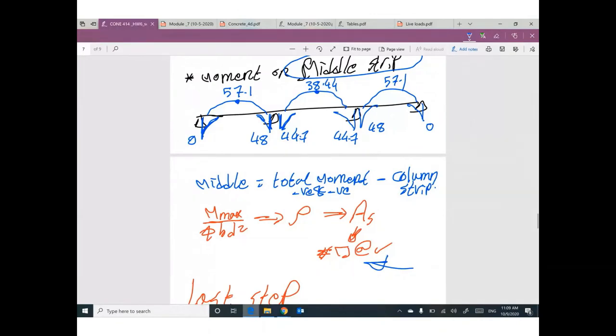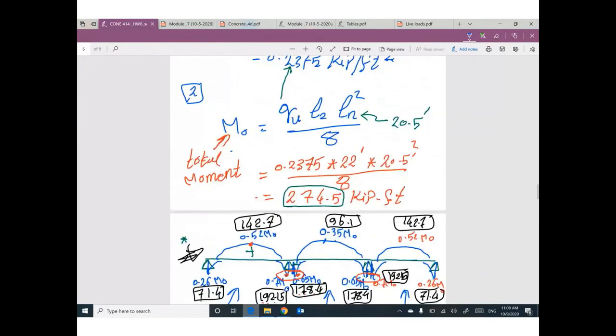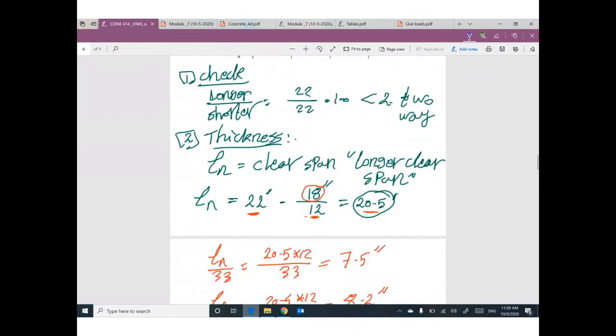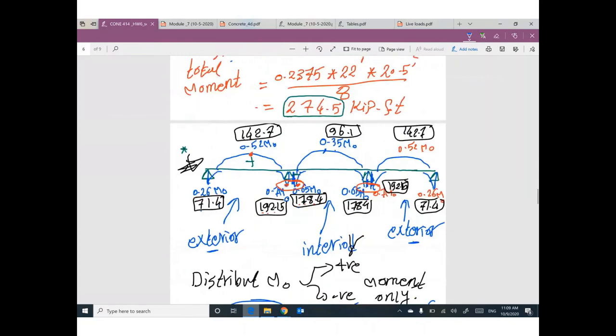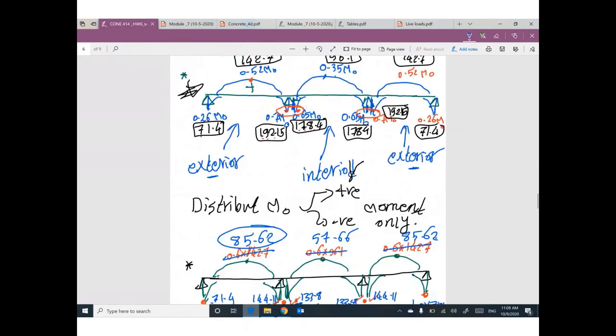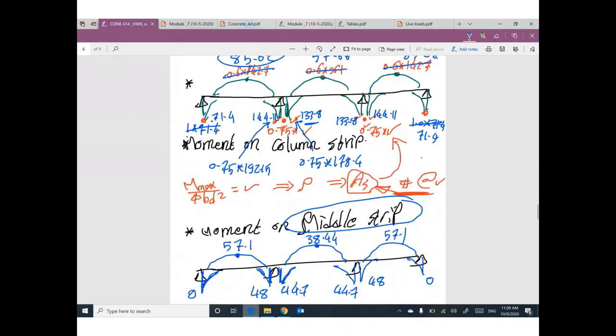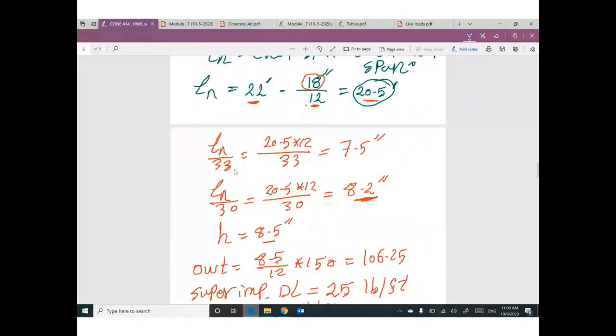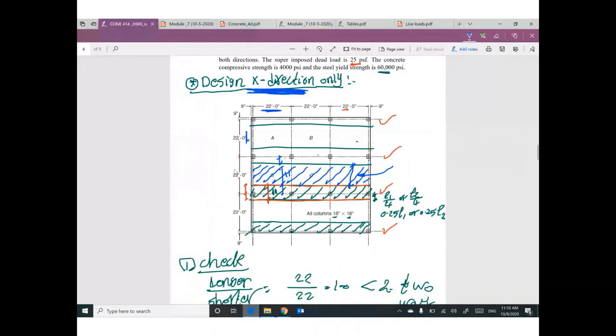So right now, I am done with the steel reinforcement for column strip and the middle strip in the X direction. You are lucky because the length in the X direction equals the length in the Y direction. If you have different lengths, you have to repeat all of these calculations, starting from the moment distribution between positive and negative, distribution between column strip and the middle strip one more time to figure out the steel reinforcement in the Y direction. But in this problem, your X direction is exactly the same as the Y direction.